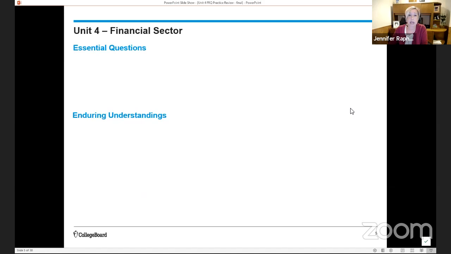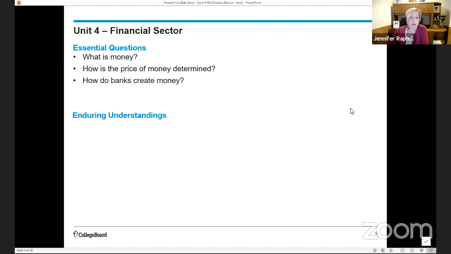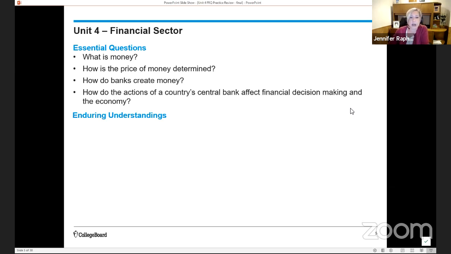So our essential questions for Unit 4: what is money, that we've already spent some time on. How is the price of money determined? Well, you know by now that the price of money is the interest rate. So the price of anything is determined by the supply and demand for it. So we'll take a look at two interest rates, the nominal interest rate in the money market and the real interest rate in the loanable funds market. Again, we're going to spend a lot of time on multiple deposit expansion and the role of banks in expanding the money supply. And then we'll talk about monetary policy.